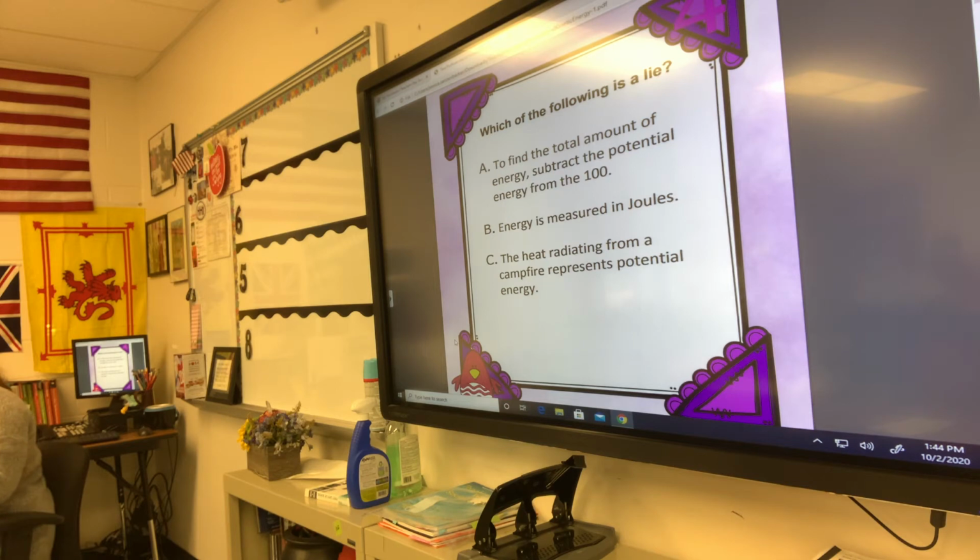All right. Anybody have the answer to number 4? You want to share? Aubrey? C. Yeah, C. So heat radiating from a campfire represents potential energy. It actually represents, what would you say?